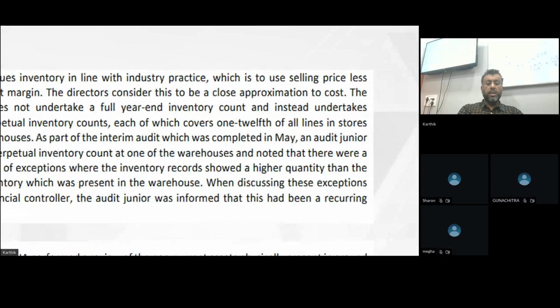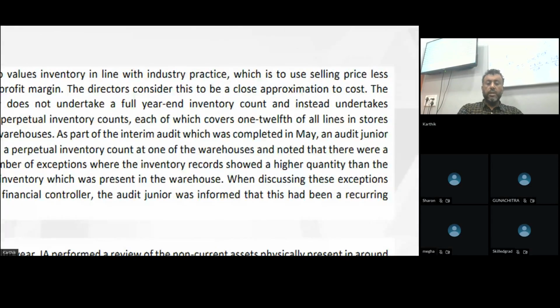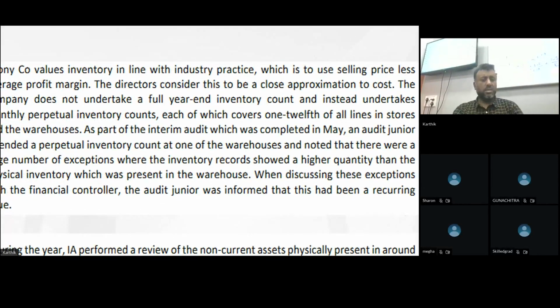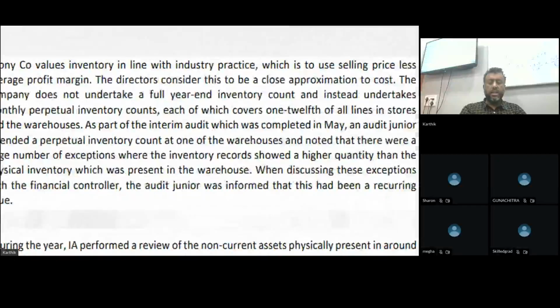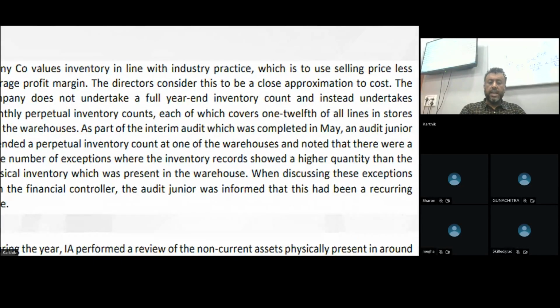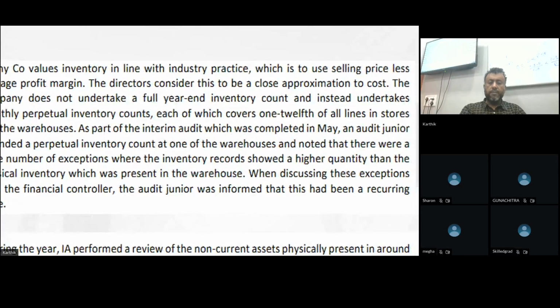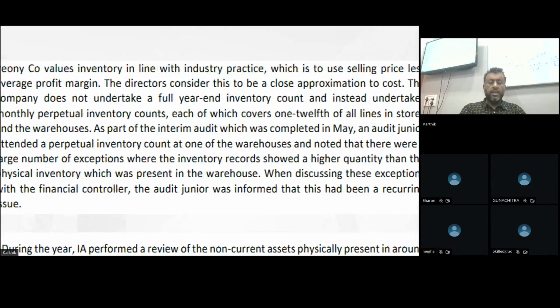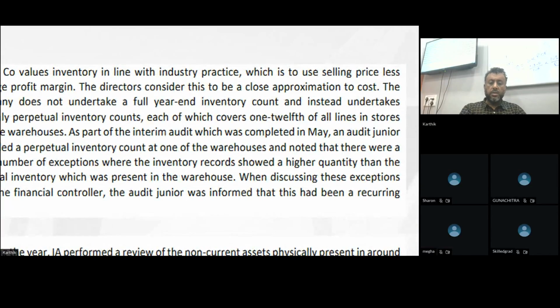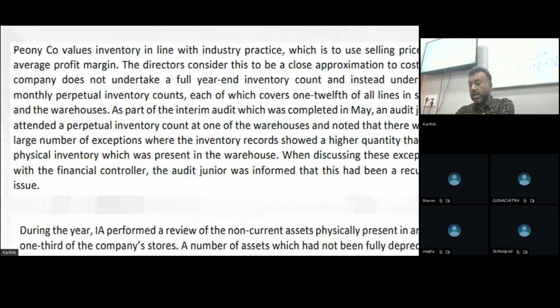P Company values inventory in line with industry practice, which is selling price less average profit margin. Directors consider this as a close approximation to cost. The company does not undertake a full year inventory count and instead undertakes monthly perpetual inventory counts, each of which covers 1/12 of all lines in stores and the warehouses.